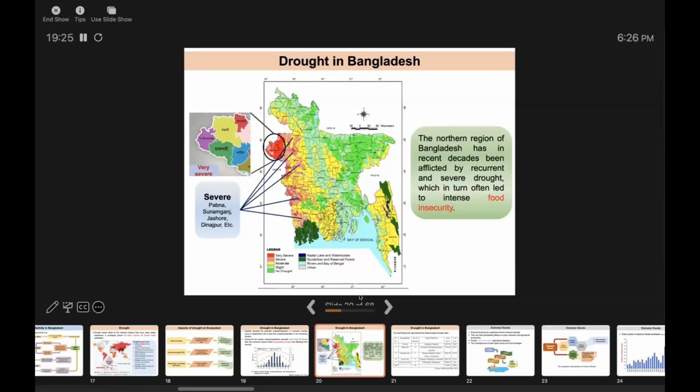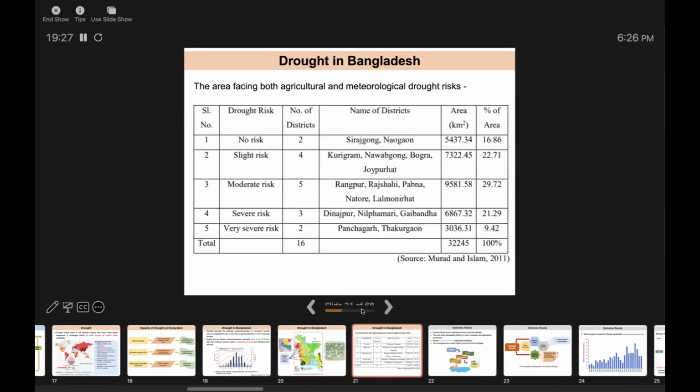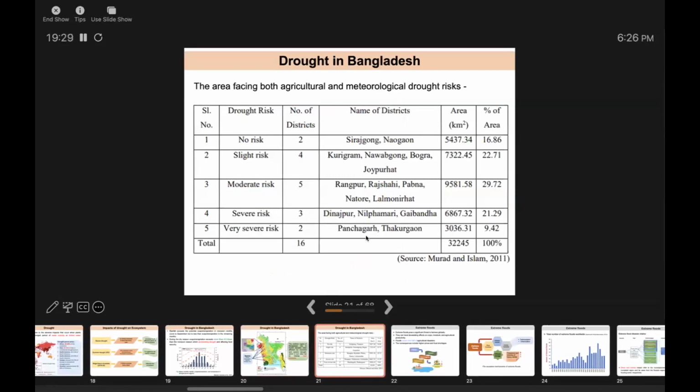And that causes food insecurity. Here is the scenario and the extent of risks or threats under these districts. We can see that Panchagarh and Thakurgaon, the most northern districts, are at very severe risk. And then Dinajpur, Nilphamari, Gaibandha, these districts are under the risk of drought. And 9.42% of the area of this country is in the case of Panchagarh and Thakurgaon.